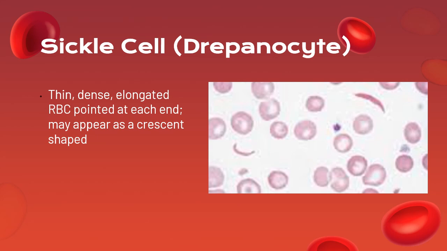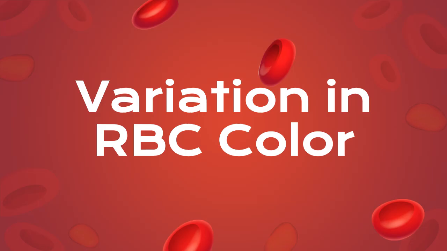Sickle cells are thin, dense, elongated RBCs pointed at each end, and may appear as a crescent shape. So, this is the sickle cell. Another term is drepanocyte.